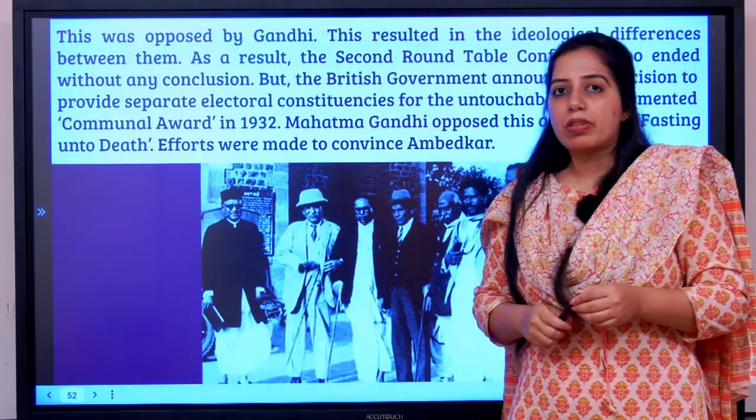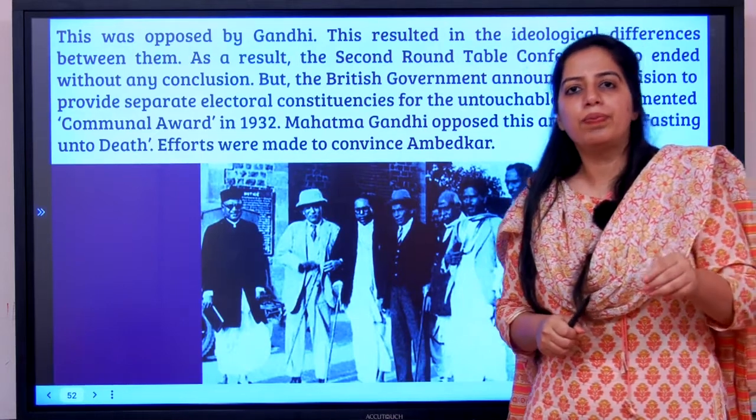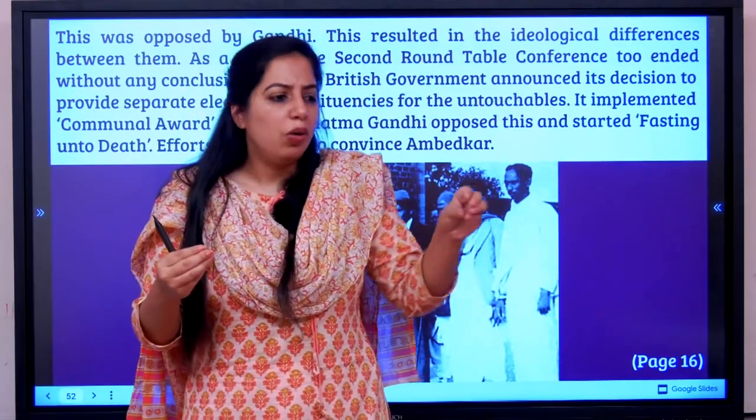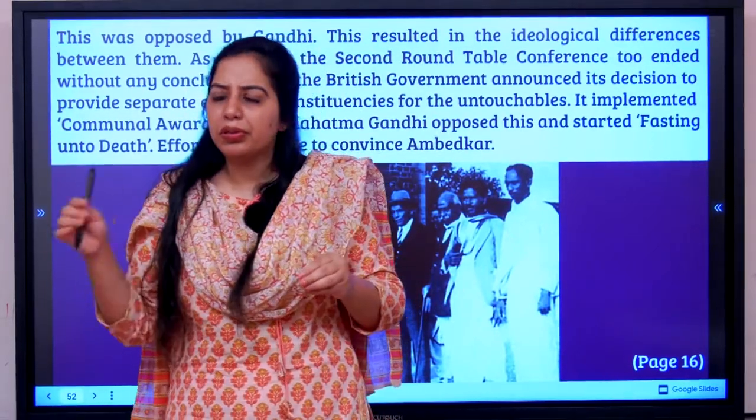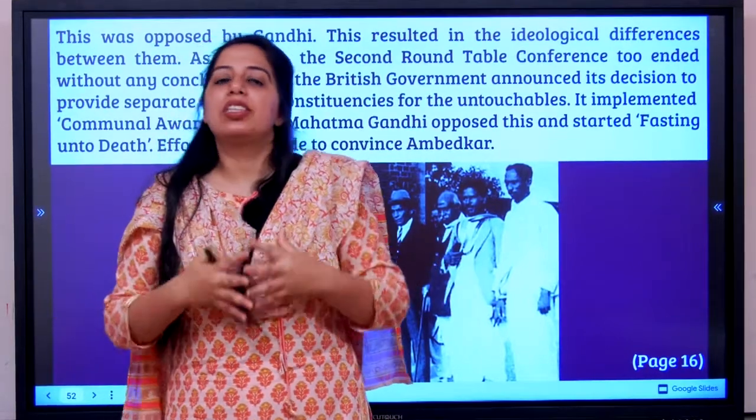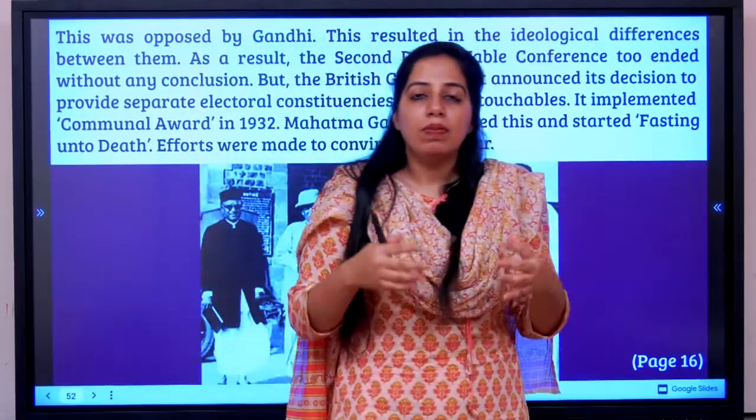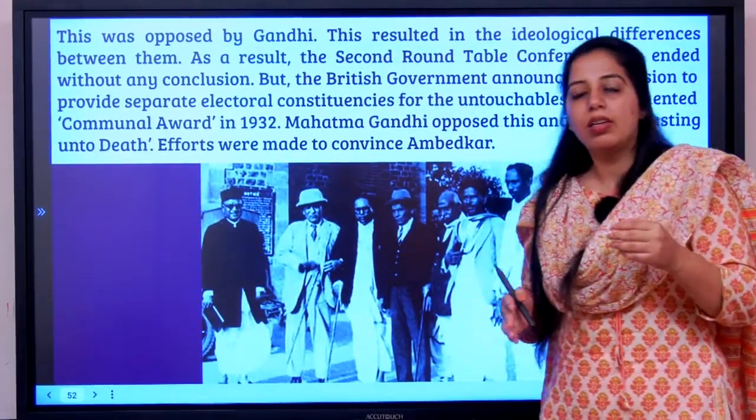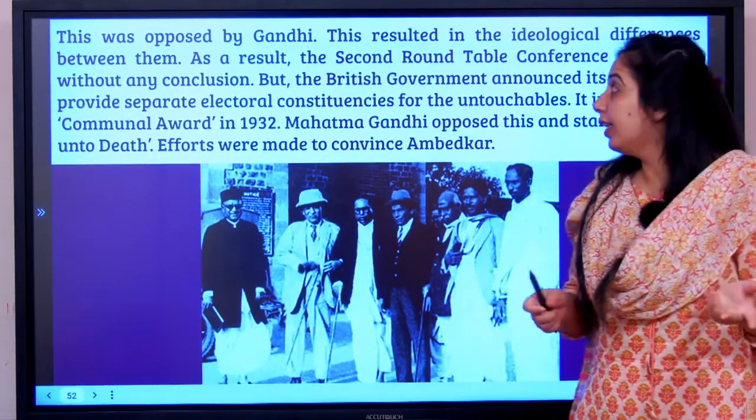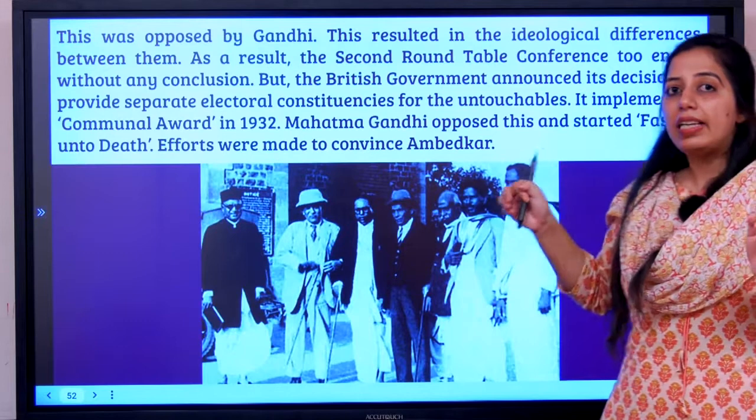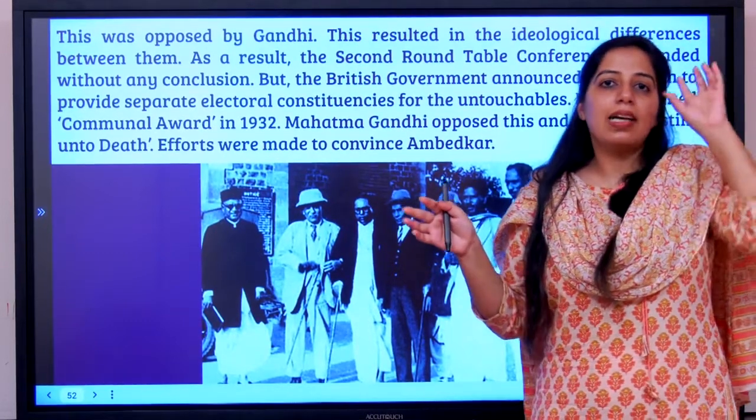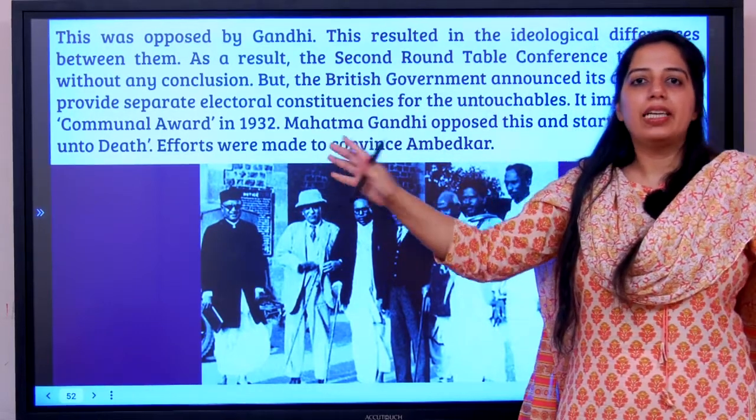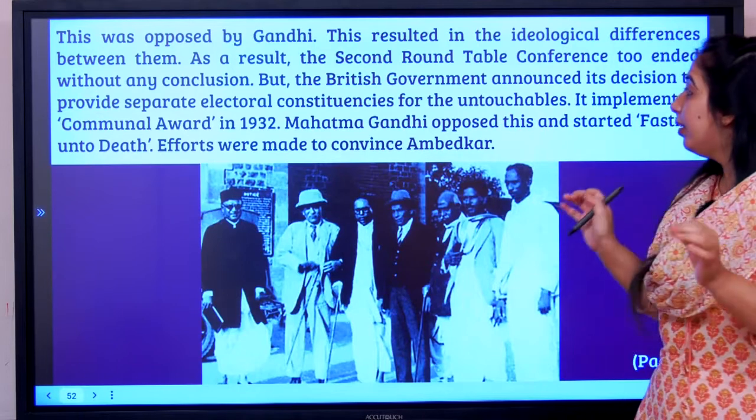This was opposed, but did Gandhiji support it? No. He thought we should not encourage the differentiation. Oh, you're a Dalit. Oh, you're a Hindu. Oh, you're a Muslim. We should all recognize each other as Indians. We should not have the differentiation at all. So he opposed this pressure from Dr. B.R. Ambedkar. This resulted in ideological difference. Ideological difference means Gandhiji had an idea, Dr. Ambedkar had an idea. They both were different ideas. So they had an ideological difference.